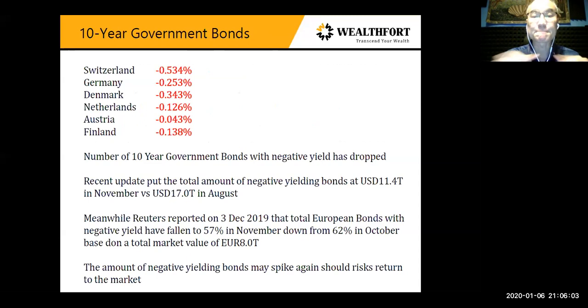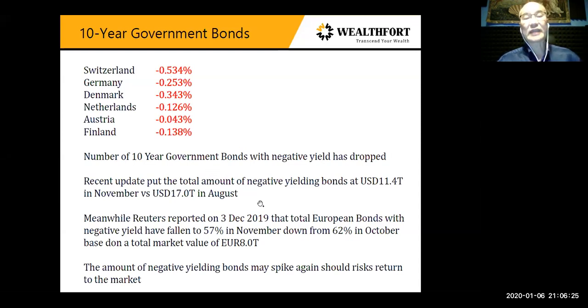Okay. So 10-year government bonds, as an example, Switzerland is negative 0.5%, Germany negative 0.23%, Denmark negative 3.4%, Netherlands negative 1.2%, Austria negative 0.04%, Finland negative 0.13%.